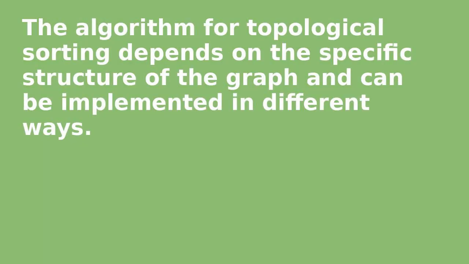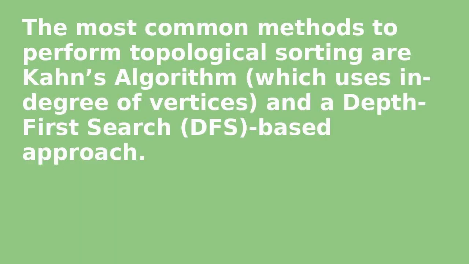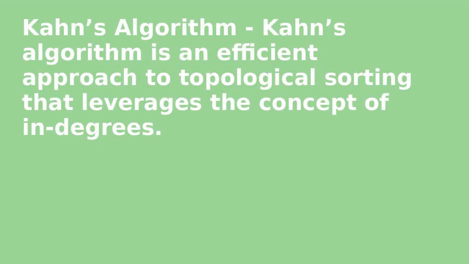The algorithm for topological sorting depends on the specific structure of the graph and can be implemented in different ways. The most common methods to perform topological sorting are Kahn's algorithm, which uses in-degree of vertices, and a depth-first search, DFS, based approach. Kahn's algorithm.